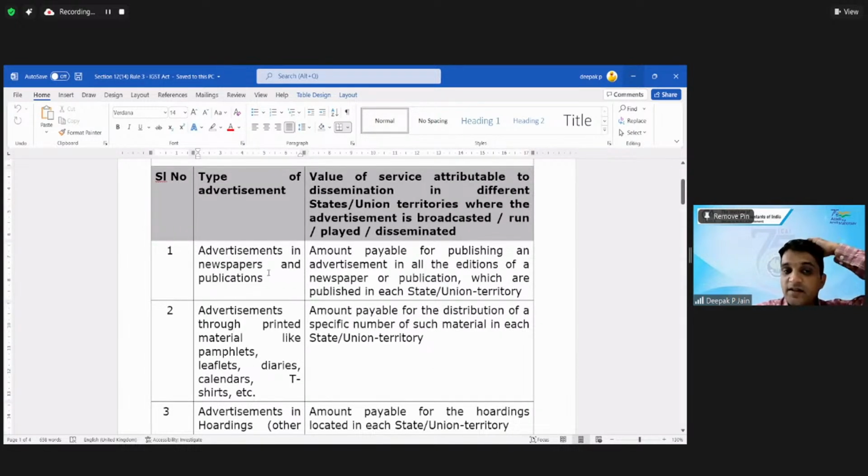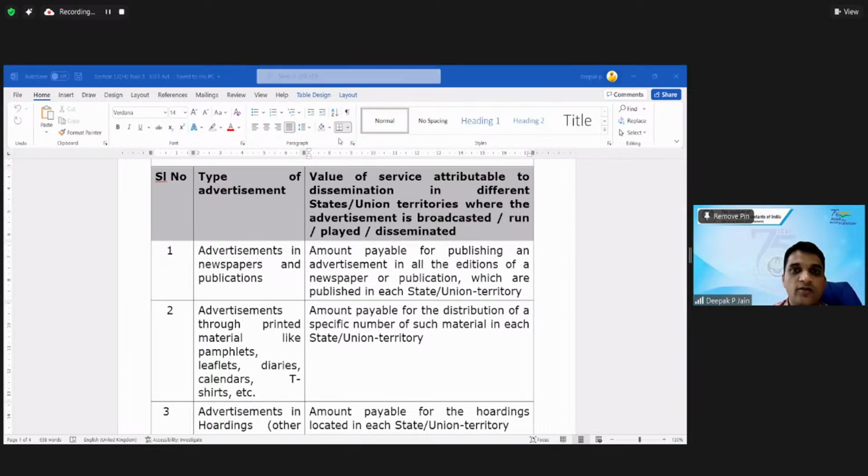Okay. When it is advertisement in newspapers and publications, then the value of service will be the amount payable for publishing an advertisement in all the editions of the newspaper or publications which are published in each state or union territory. Here also physical is involved. The popular scheme of Beti Bachao, Beti Padhao, that is the scheme which the government has brought in. Now they want to disseminate this information in newspapers of all the states. So each newspaper, what budget they will give. So what is the amount payable for publishing in that newspaper, right? Now, one newspaper company will have 2-3 newspapers. They will give the total price. Another newspaper will give their price. So whatever this price is involved, we know, correct? So the amount payable for each of that state's newspaper will be the value for each of those states. No problem with it. Similar to brochures, because there also it is physical.